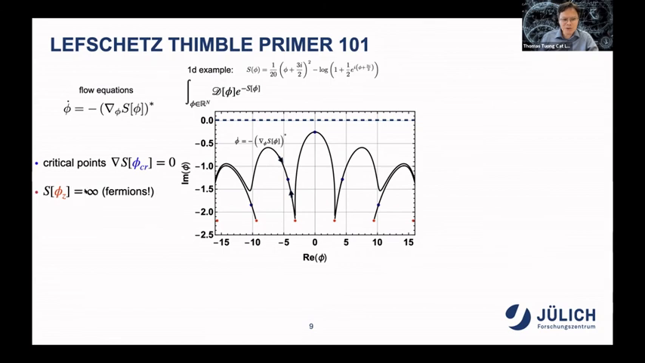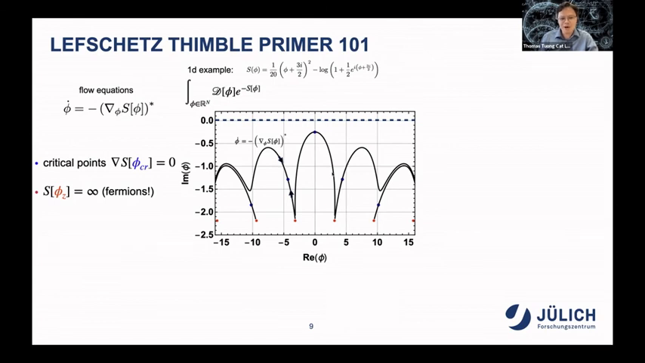What you also see here is that there are points where the action blows up because of this logarithmic term, and those are represented by these red points here. And these red points are actually interesting because they allow thimbles to connect to each other, or they all go to these red points. This is one thimble, and this is another thimble here, for example.